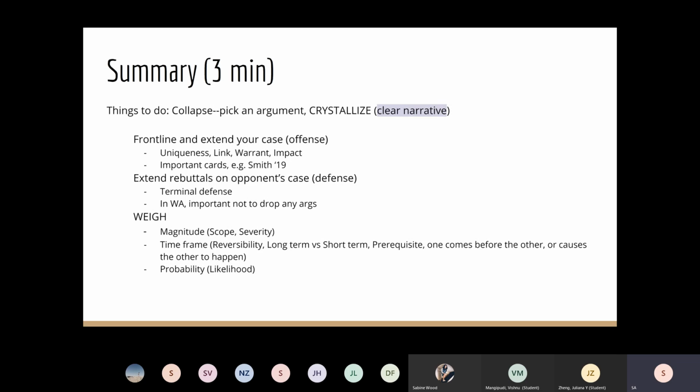Weighing is really the only way that you make it easy for the judge to vote for you. Because you might think an impact is really important and you don't explain why it's important. The judge might think a different way, because the judge might believe that probability is more important than severity. So make sure you make that argument. And if your opponent makes a weighing argument, make sure you respond to that too. So don't just make your own weighing argument and ignore why your opponent's weighing argument shouldn't matter over yours.